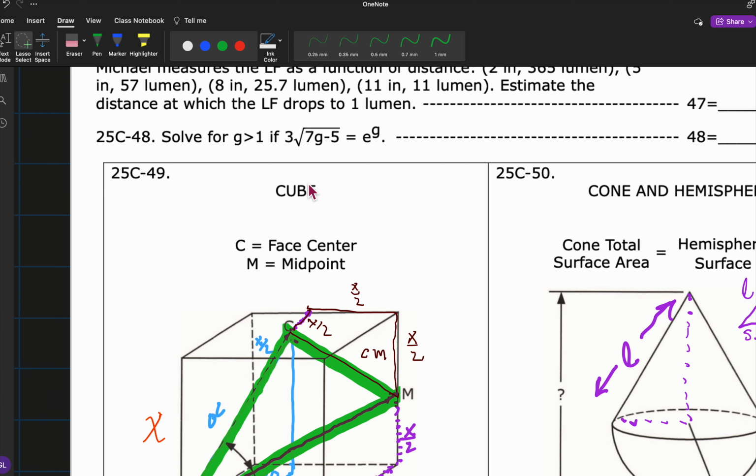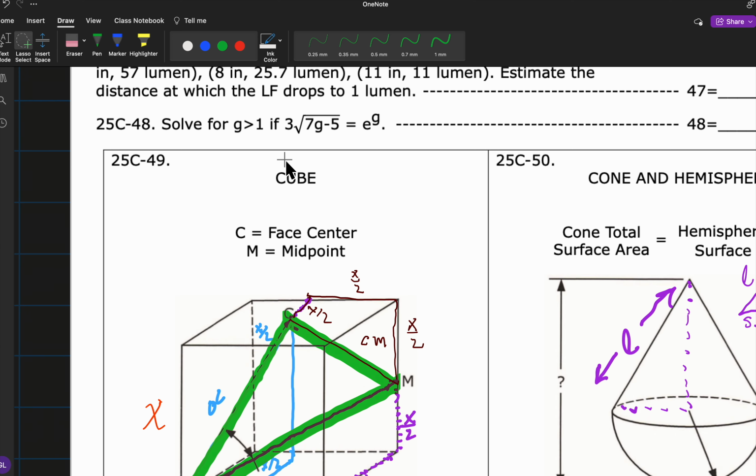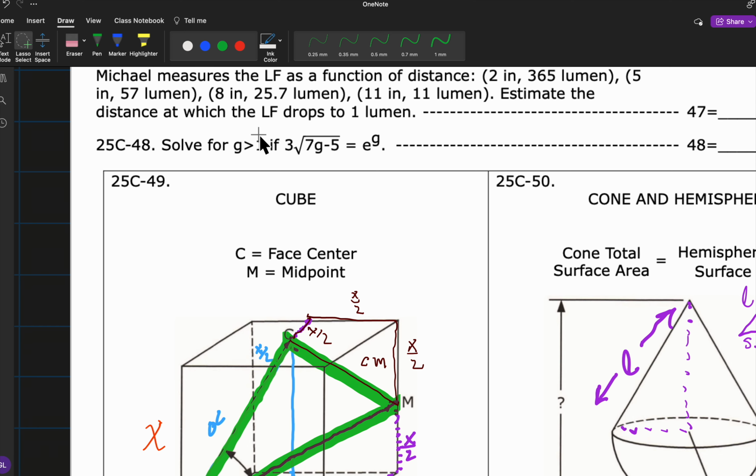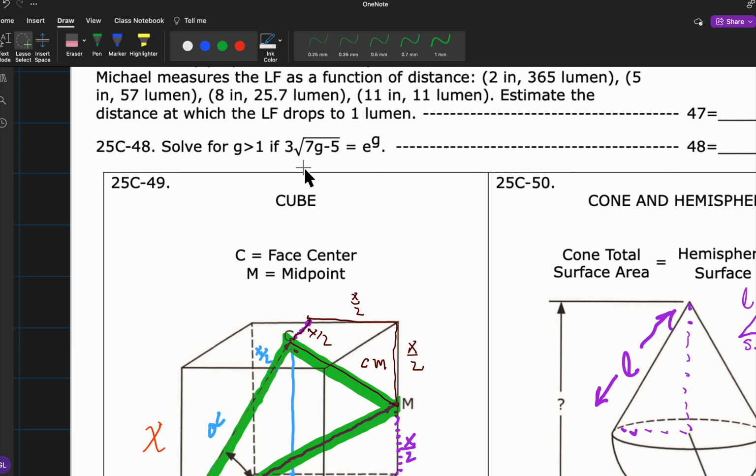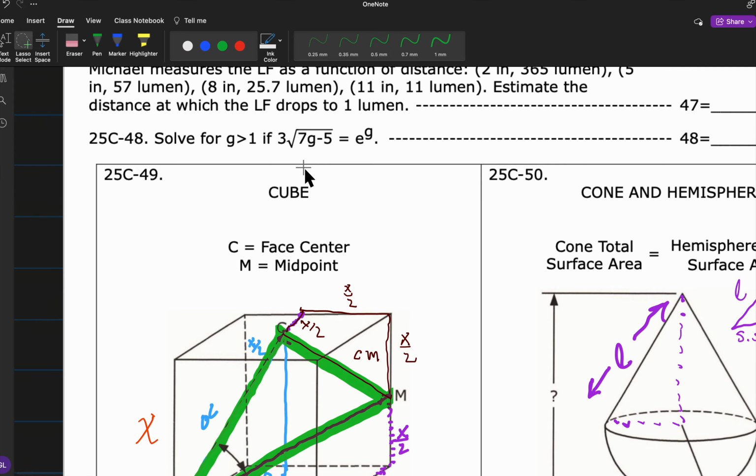48. It's a solver. Throw it into the solver. I'm going to assume that is 3 times the square root of 7 times g minus 5 equals e to the g. If you want to give your calculator bounds on the solver, on the Inspire, you put it outside the solver. So you do the little vertical bar such that g, or x, is greater than 1. For the prime, you can put comma x equals 1, and it'll get you there.